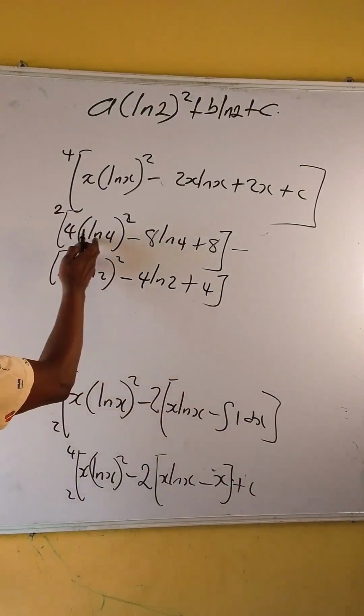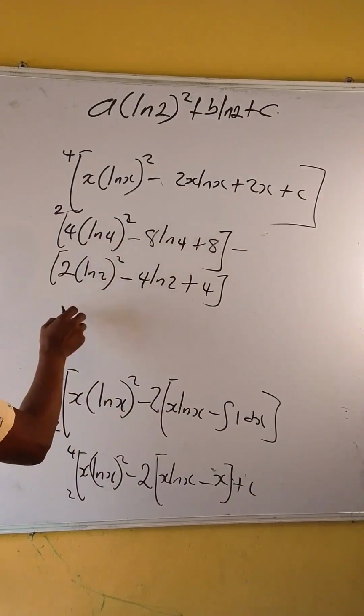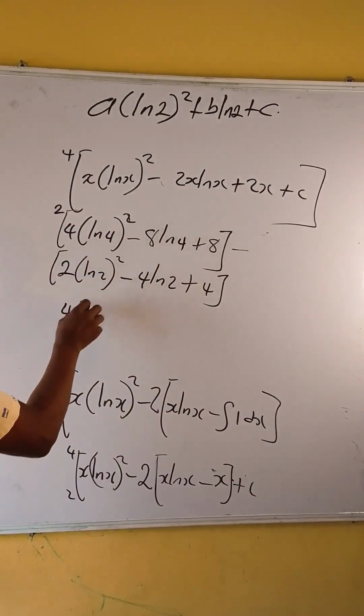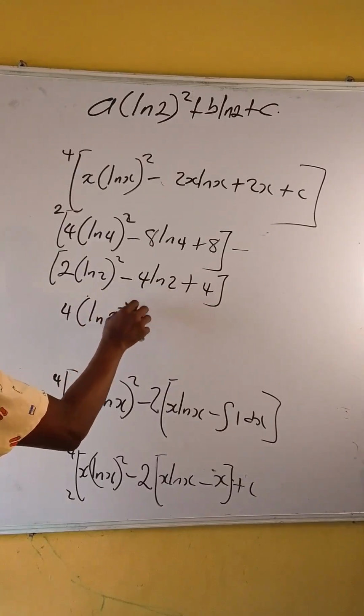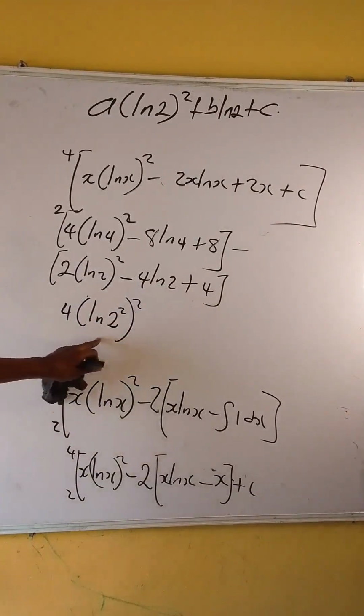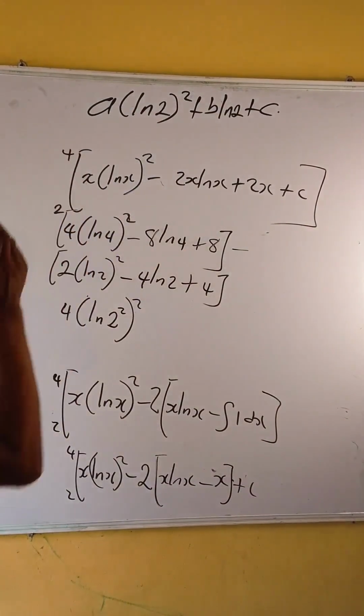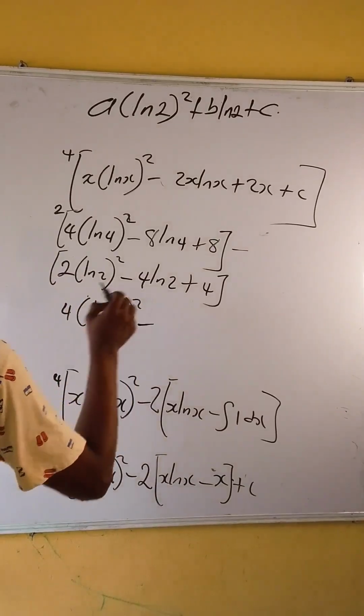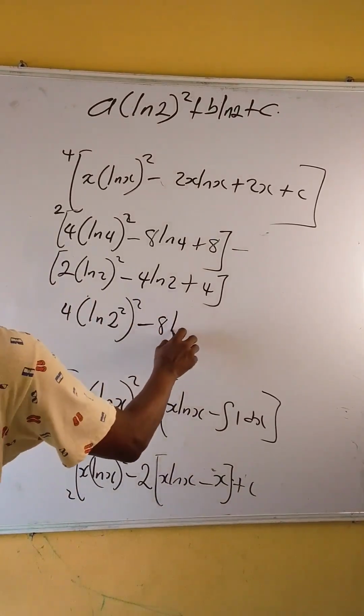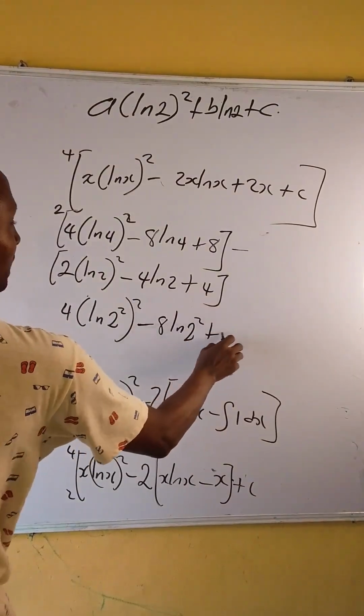If you sort out this now, you have 4 bracket ln 2 squared. You now say, why the 2 squared? Don't forget, they ask us to put it in the form of ln 2. So 4 is 2 raised to power 2. Then minus, this is 8 ln 2 squared again plus 8.